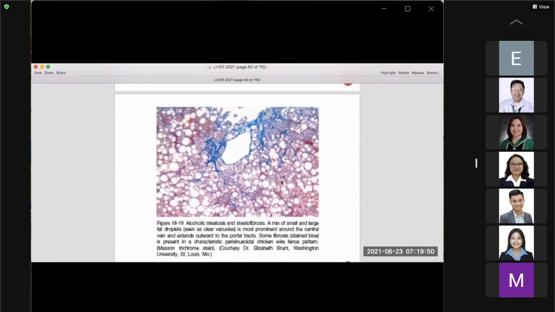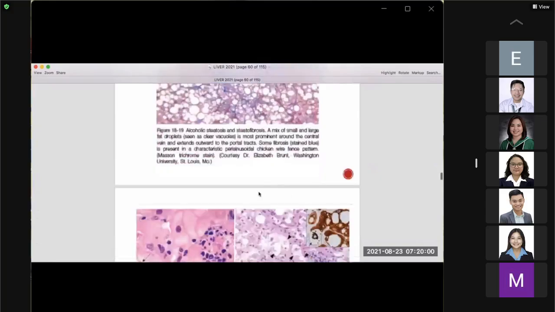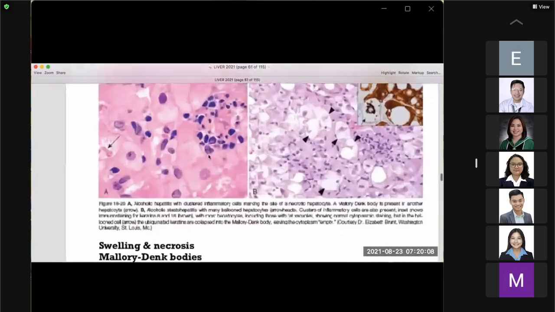So you can see the blue areas. No, these are the areas wherein fibrosis has set in. Okay, so steatofibrosis. We get to see presence as well of swelling and necrosis.